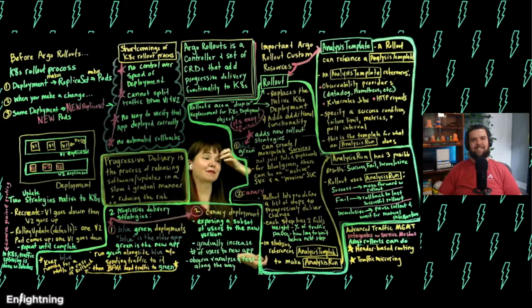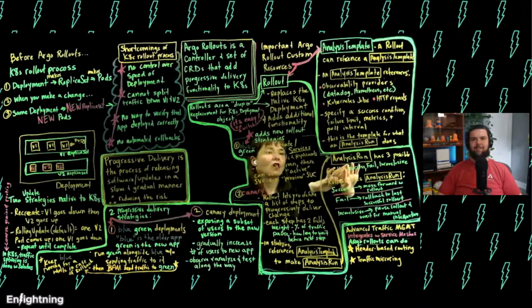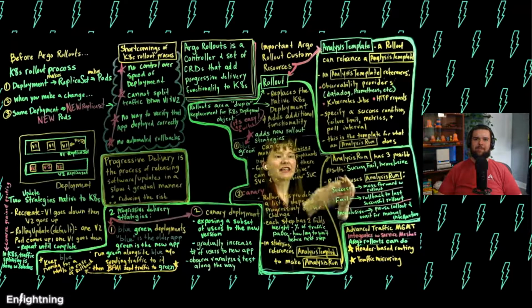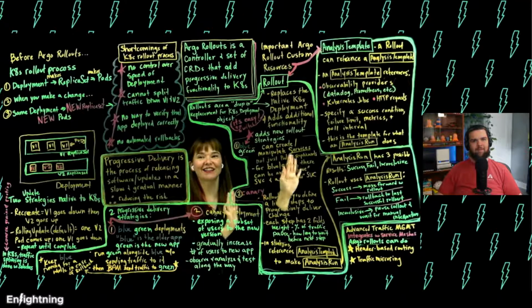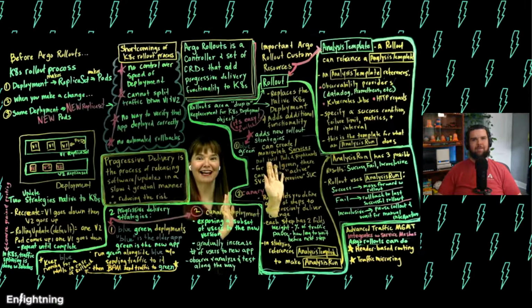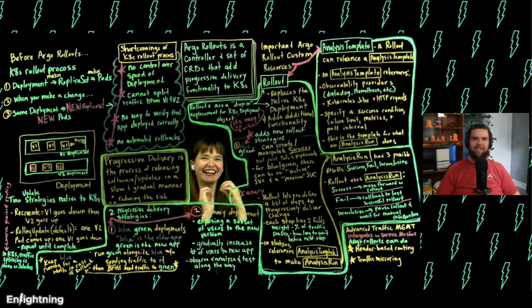So if an analysis run that's part of your rollout is successful, you move forward. If it fails, you roll back. If it's inconclusive, you press pause and you may wait for a manual intervention. And that's the nutshell of how it works. Is that good so far? Yeah, I would say that's all correct.